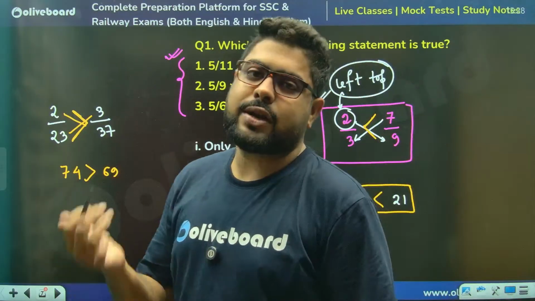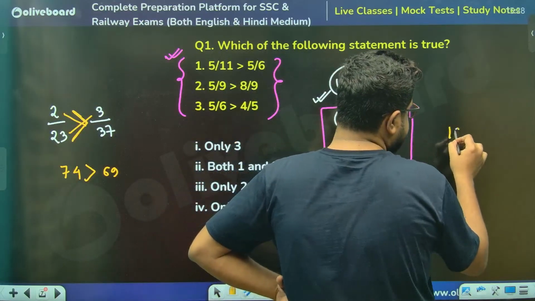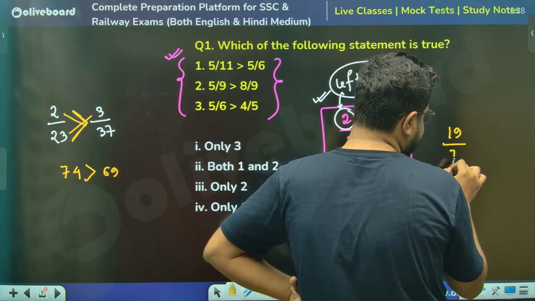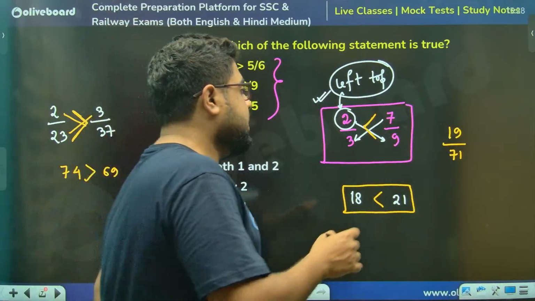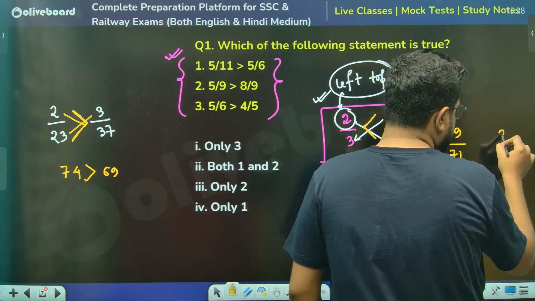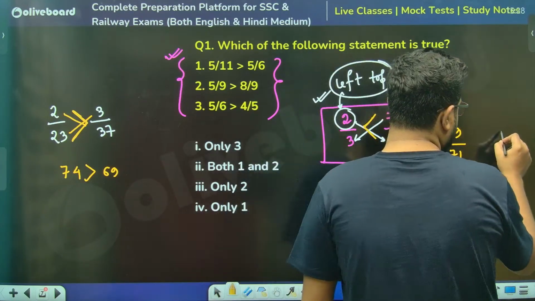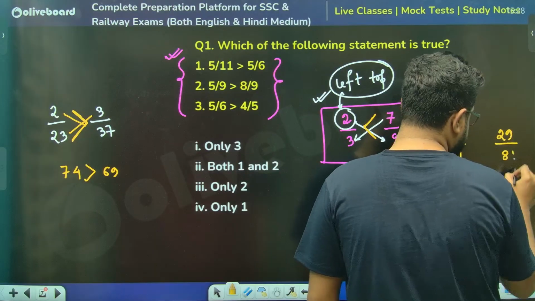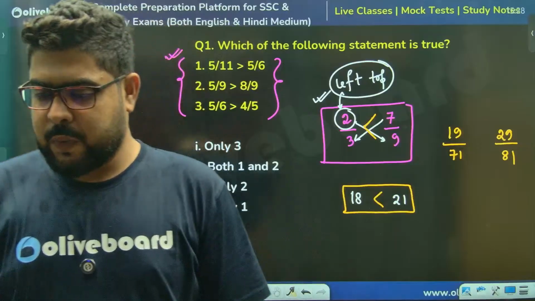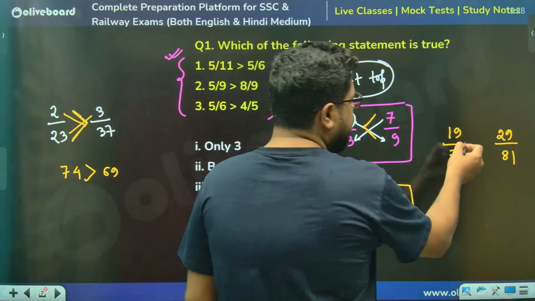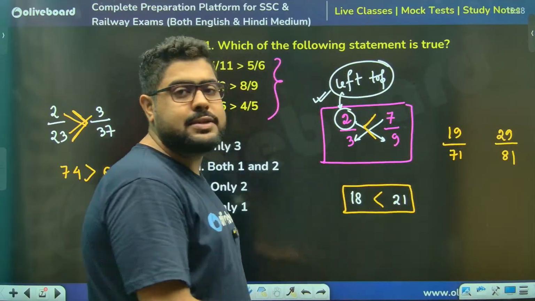Now there are shortcuts as well. Let me just give you one. See, 19 by 71, and now 29 by 81. I'm asking which one of them is greater? Sir, you will say, it's okay, 19 into 81 you do, and this you do. Whichever multiplication is greater, that is the answer.